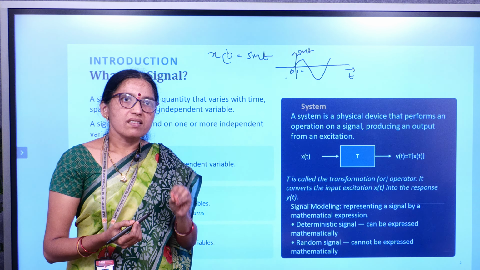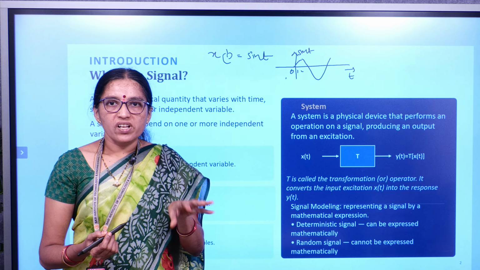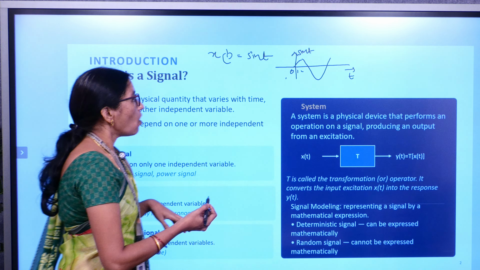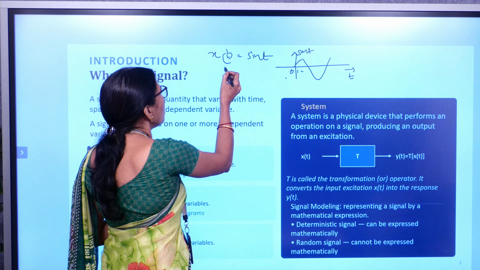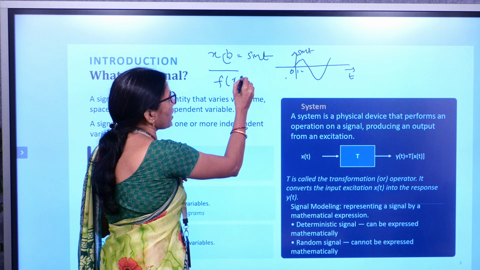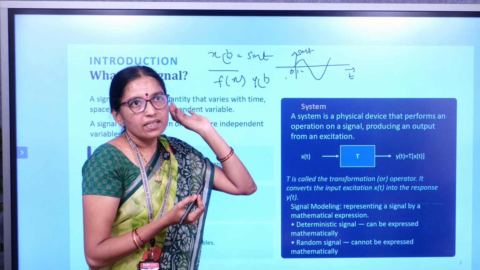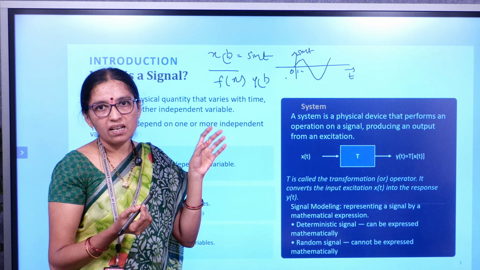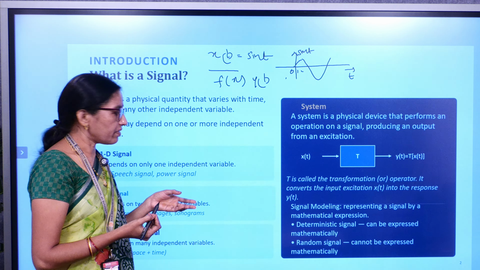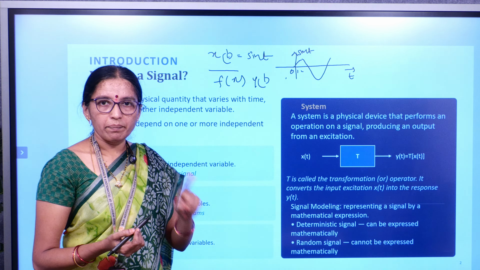In general, signals are of different types: one-dimensional signal, two-dimensional signal and multi-dimensional signals. If the signal depends on one independent variable, then that is called a one-dimensional signal. Best examples: x of t, f of x, y of t. These are nothing but one-dimensional signals. Best examples in our daily life are the AC power signal and the speech signal. Here the signal depends on only one independent variable.